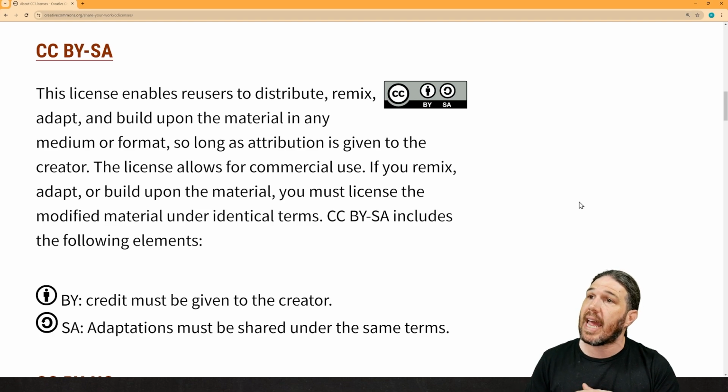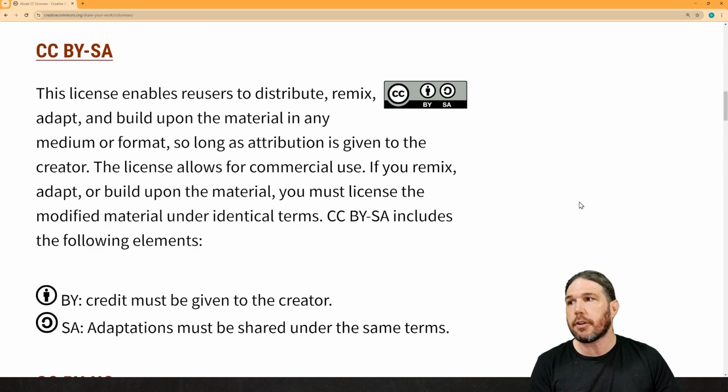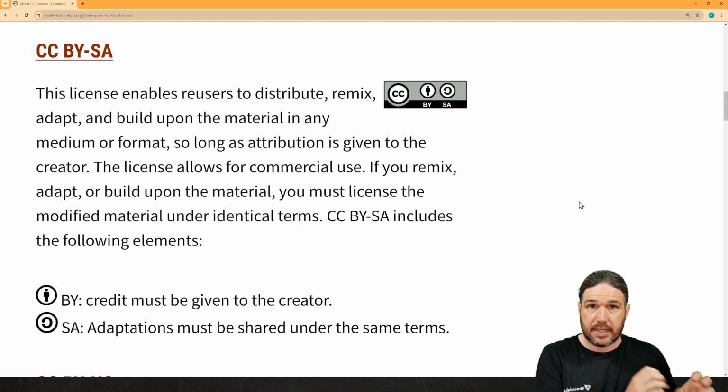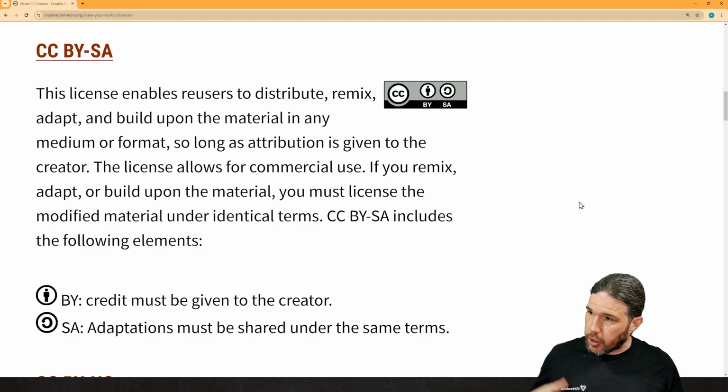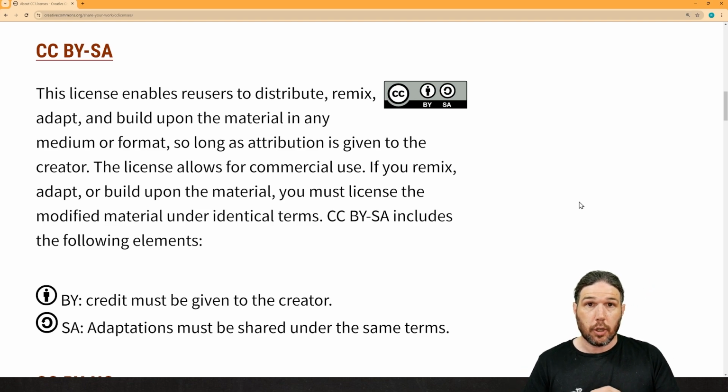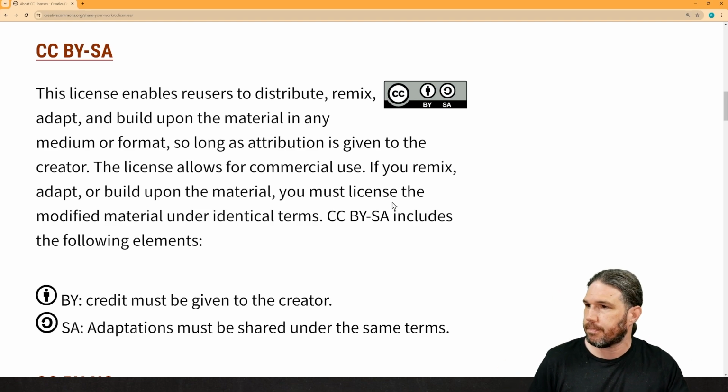If you remix, adapt, or build upon the material, you must license the modified material under identical terms. So what that means is, if they create something with your content, their license has to be the same as your license. I hope that makes sense. So they can't create something with different licensing terms than what you already gave. So credit must be given to the creator, and adaptations must be shared under the same terms. This is just the same as the one we just saw with one additional stipulation.